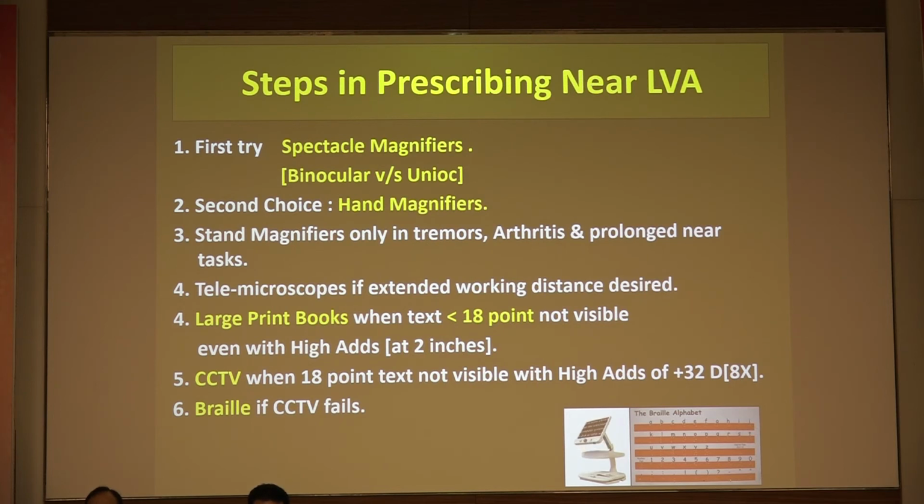First thing is to try a spectacle magnifier. Okay, predict their magnification, give him a spectacle magnifier. As Vivek has already told you, it is most unobtrusive. People love them. It doesn't advertise their defect or disability. It can be given binocularly also. The second choice would be a hand magnifier.